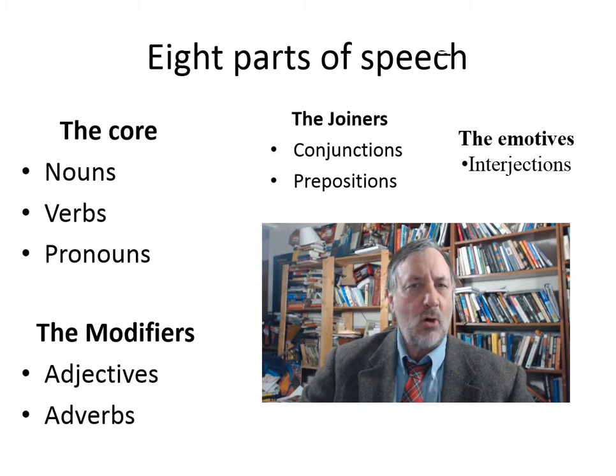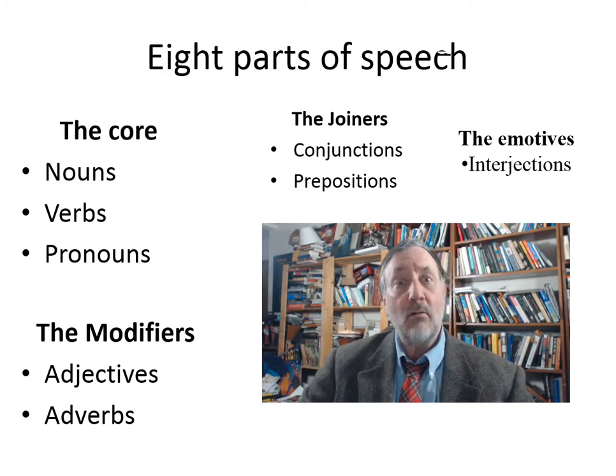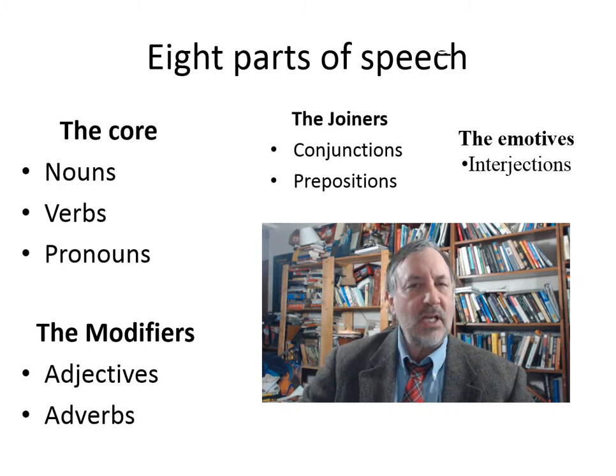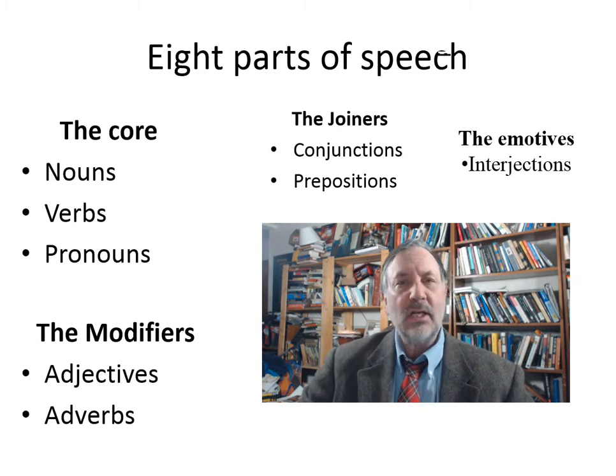Then you have what you might call the joiners. These are the conjunctions such as and or but, although, words like this, and prepositions, which also join parts of speech to one another, either parts of a sentence or words. So on the table, or in the baseball diamond, things like this, okay?